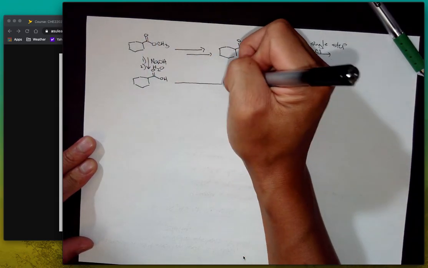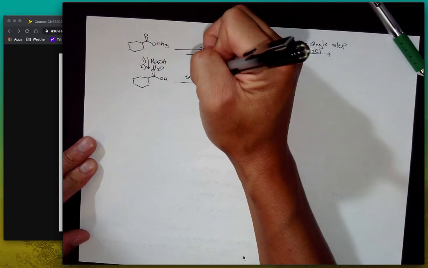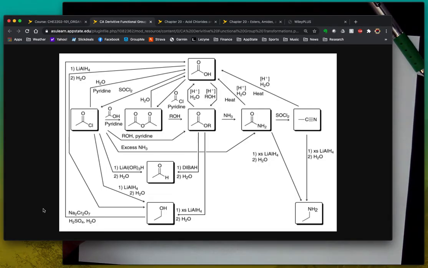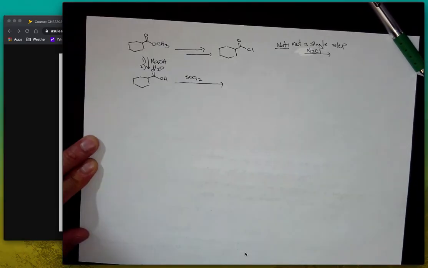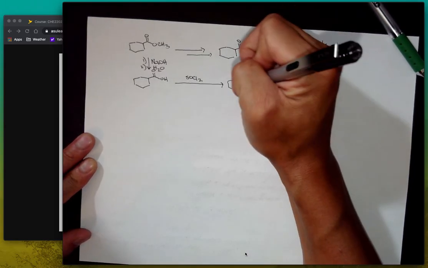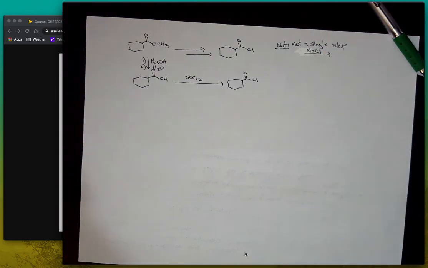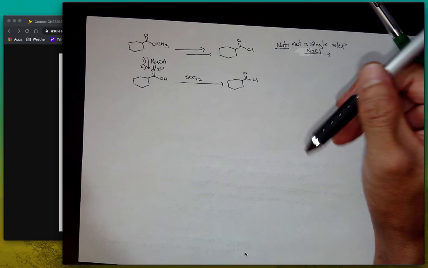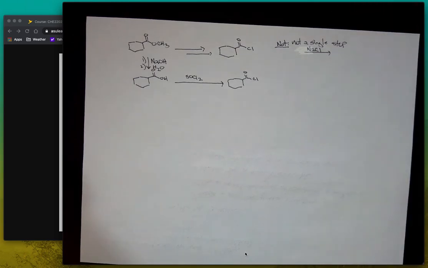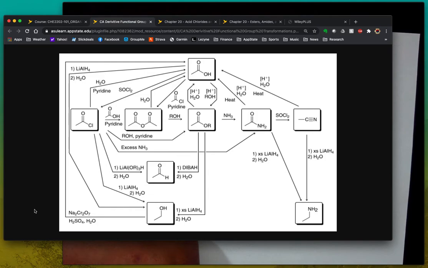And then you would have to react that in the presence of SOCl2 to convert this species into its corresponding acid chloride. Things that are less reactive as far as carboxylic acid derivatives are concerned cannot be easily converted back into their more reactive species. They have to go back into this carboxylic acid in order to react and form species to the left. And so that is the most important take-home message here.